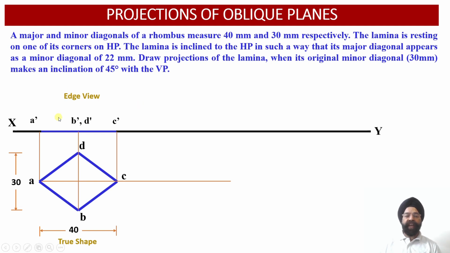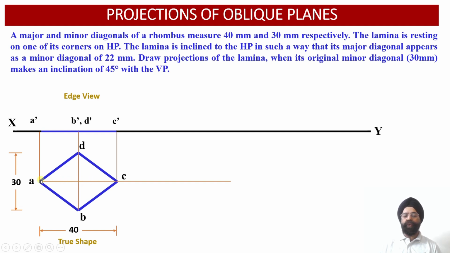Now, usually we are provided with the inclination of the surface of the lamina with respect to the horizontal plane, and correspondingly we are required to evaluate the reduction in the true length of the major diagonal, that is the diagonal AC over here. But in this case it is the vice versa. We are not provided with the angle of inclination of the surface of the lamina with respect to the ground. Rather, what we have been provided with is the foreshortened length of the longer diagonal of this rhombus, which is AC.